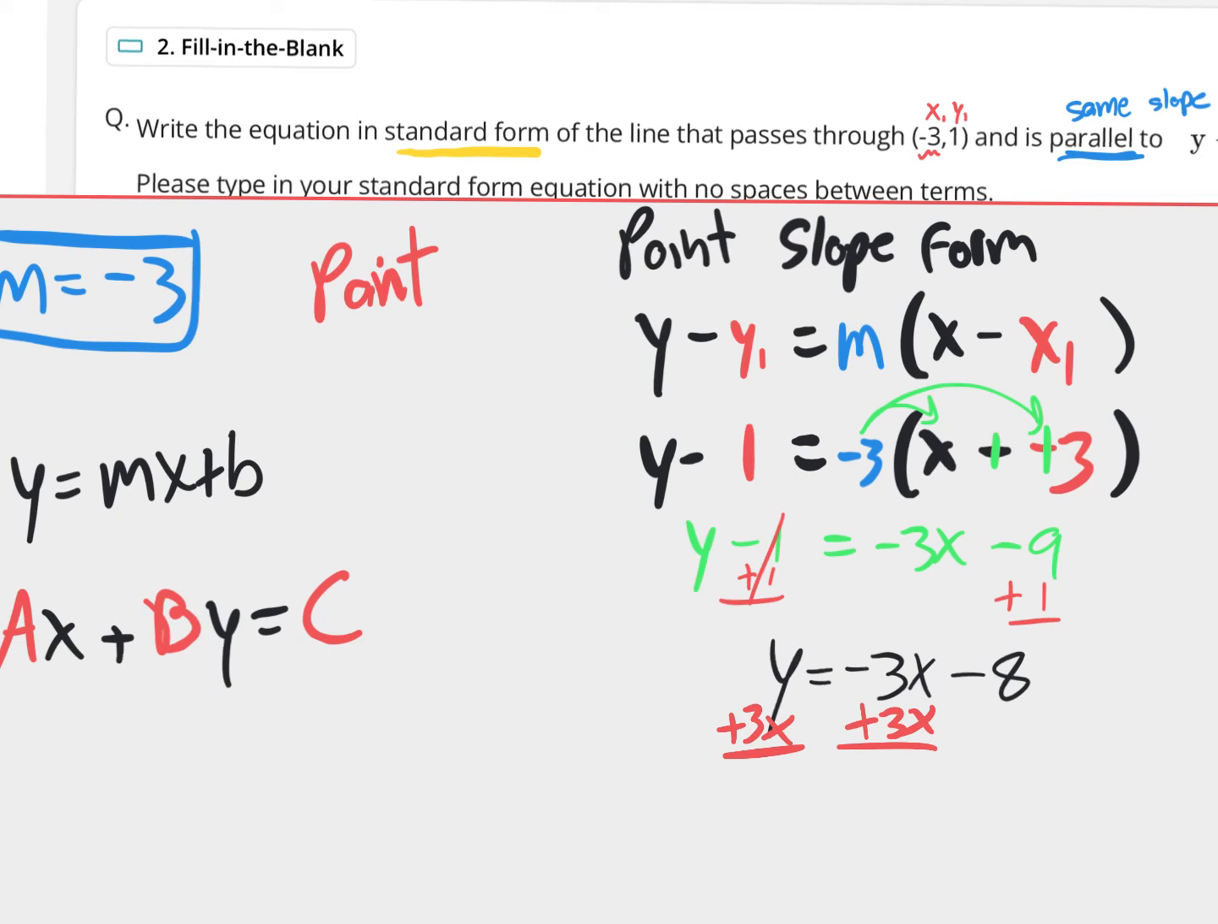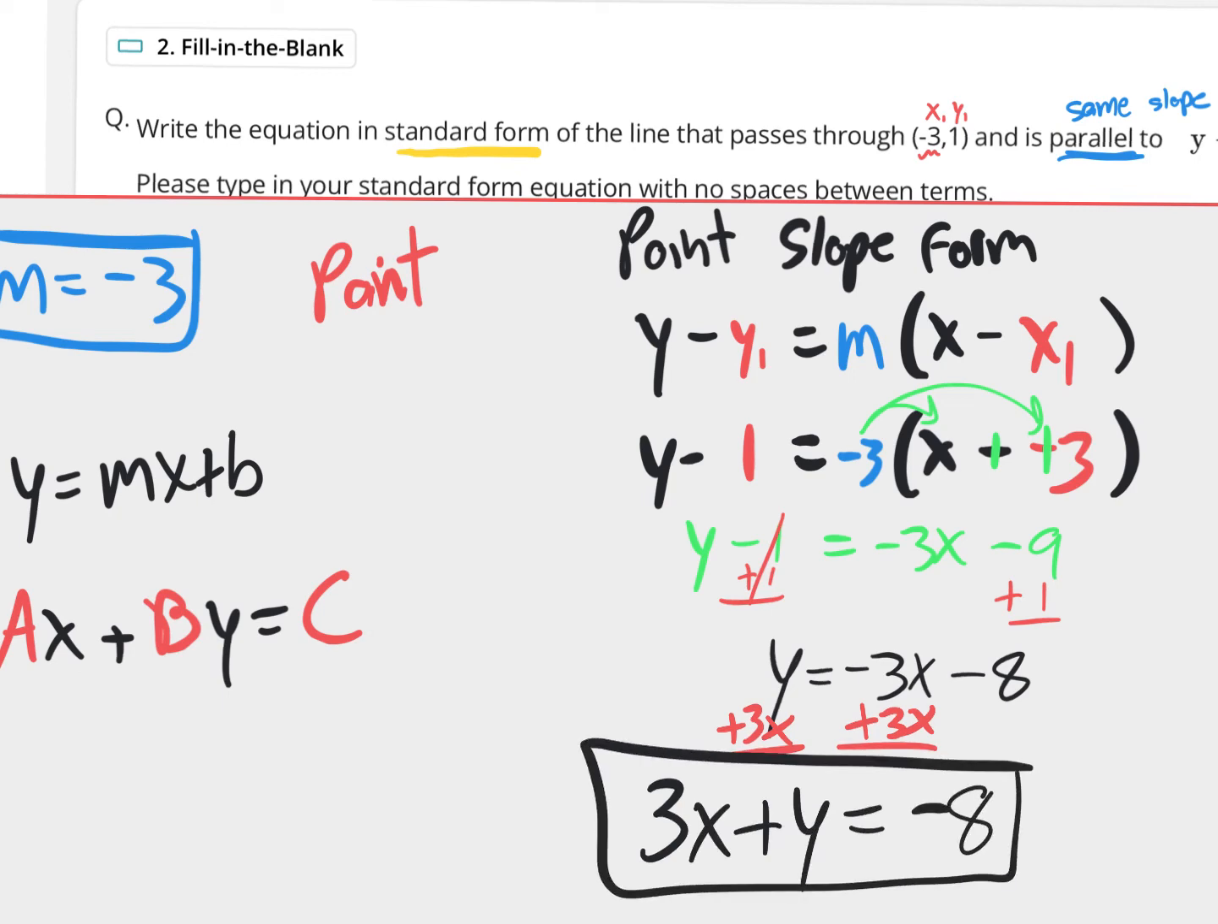Y plus 3x, you can't do that. So let's write it with the x term first. That'll be 3x plus y equaling the -8. This is what you type in, and you will get full credit, and you want to type it in with no spaces between your terms.